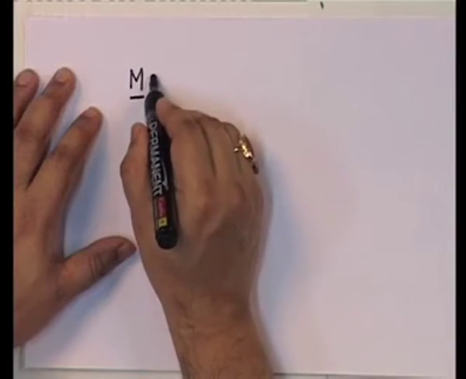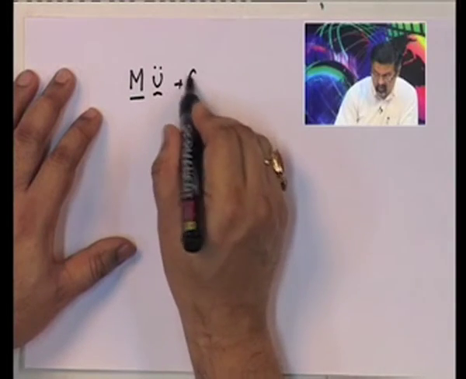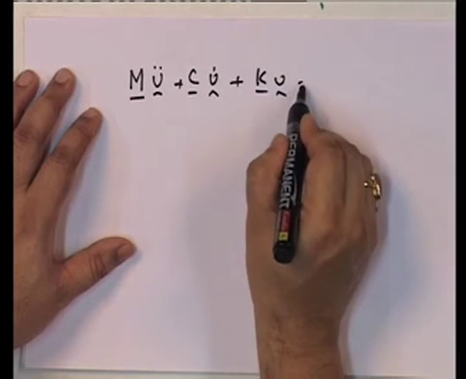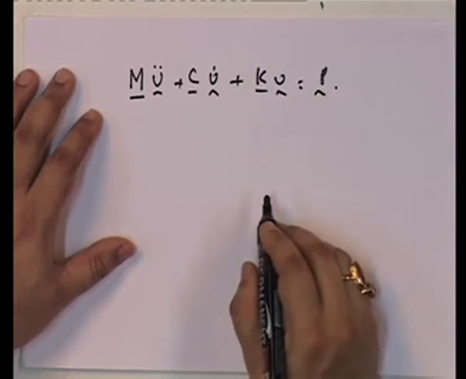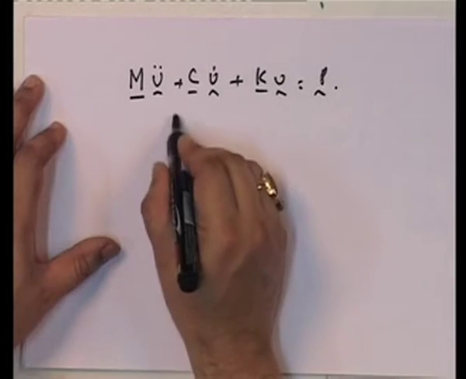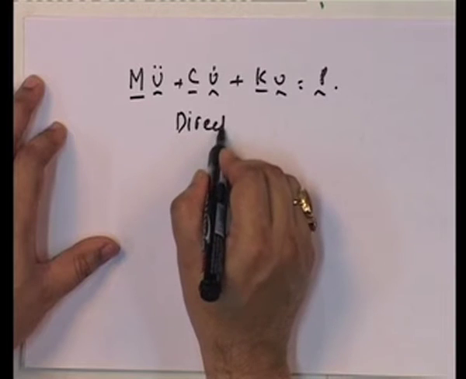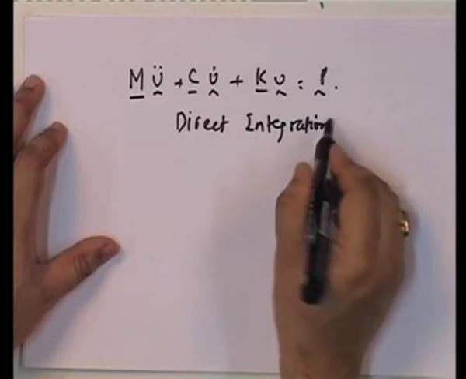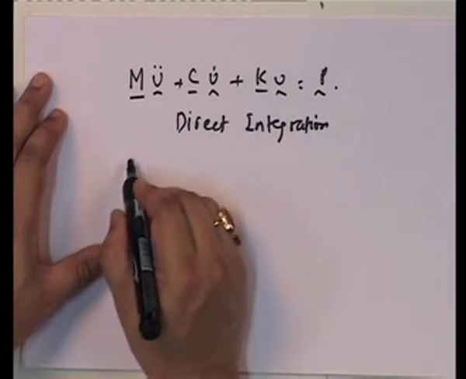I have two approaches, M V double dot plus C V dot plus K V is equal to P, and this is direct integration. Okay? I mean, so I have a linear system.